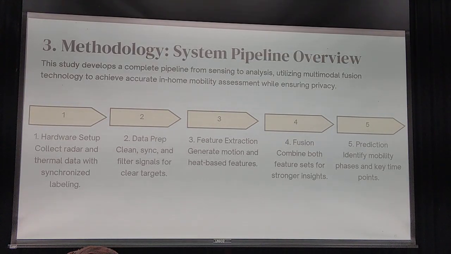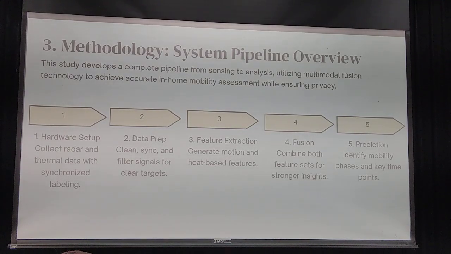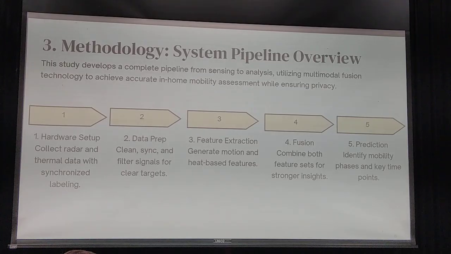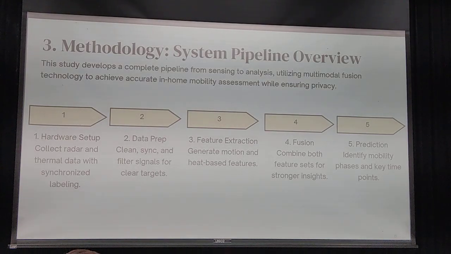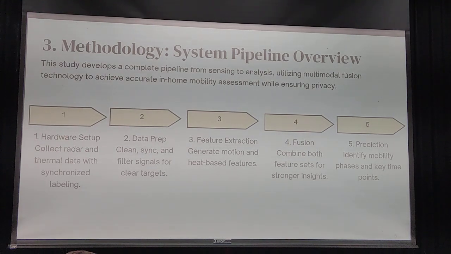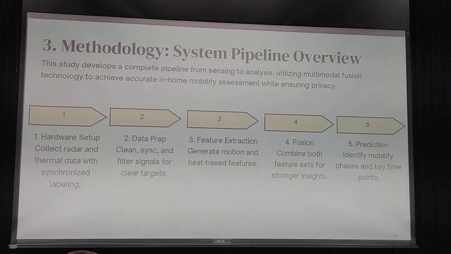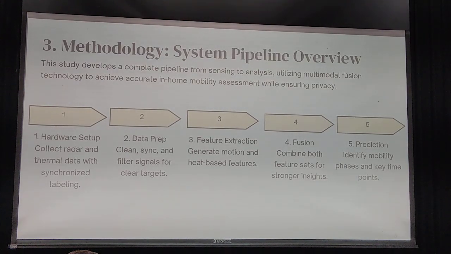Step 2 is data preprocessing. Since raw sensor data, especially from the radar, often contain environmental noise, we clean and filter the signal in this stage. We also perfectly align the timeline of both sensors to ensure they clearly map onto the subject. Step 3 is feature extraction. We process the two modalities separately. We extract dynamic and depth features from the radar, and spatial contour and thermal features from the thermal image.